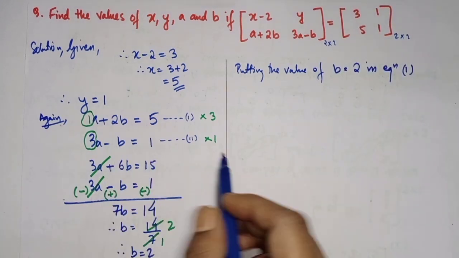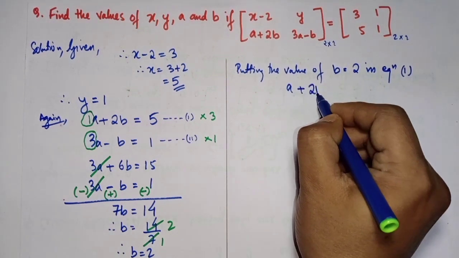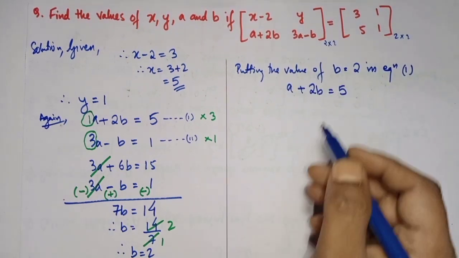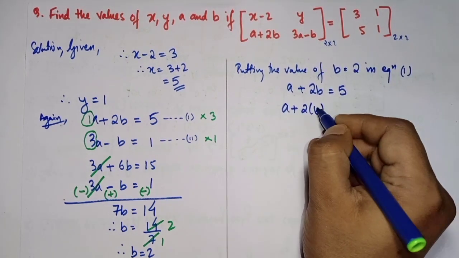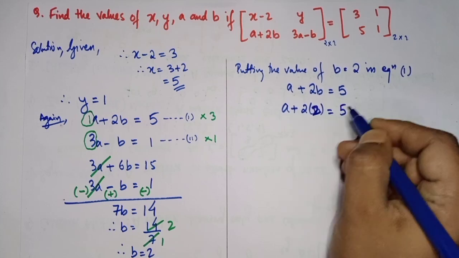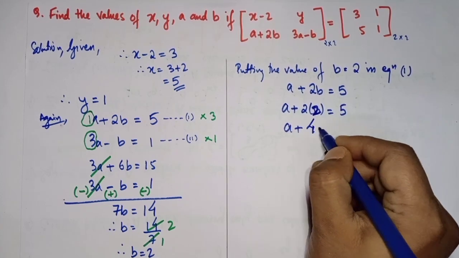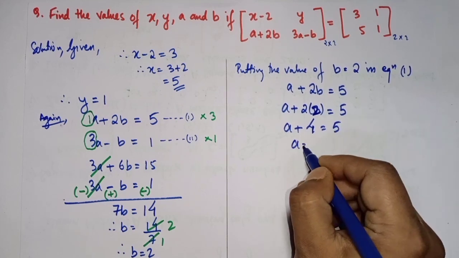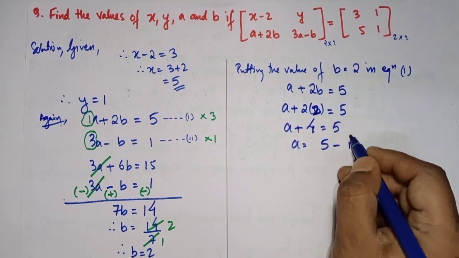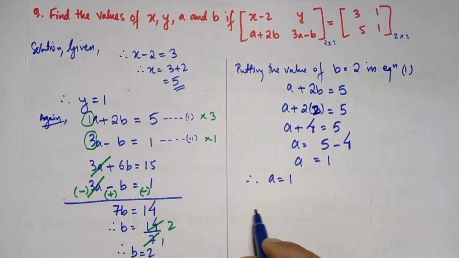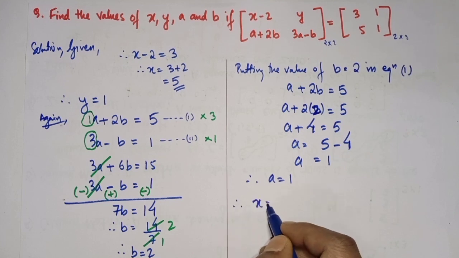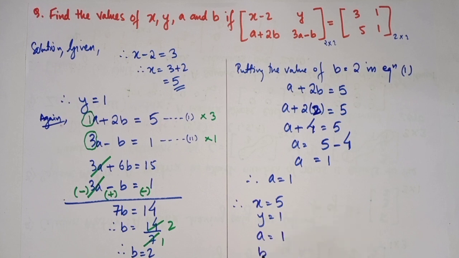When I put it, always copy the equation: a plus 2b equals 5. The value of b is 2, so I put a plus 2 times 2 equals 5. So a plus 4 equals 5. That means a is equal to 5 minus 4, because when it goes to that side it will be minus 4. So I got 1. Therefore a is equal to 1. At the last you will write the conclusion. Therefore x equals 5, y is equal to 1, a is equal to 1, and b is equal to 2. So this is your final answer.